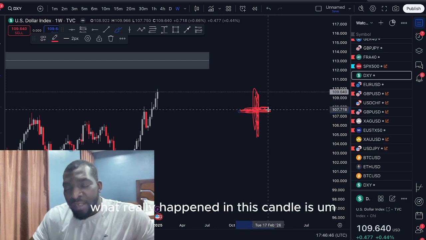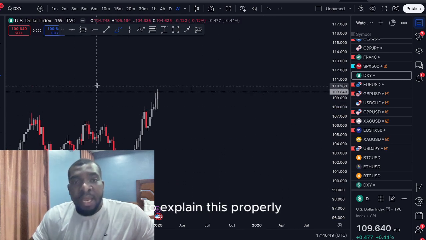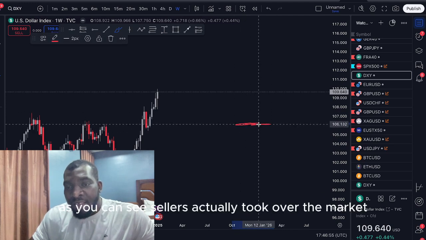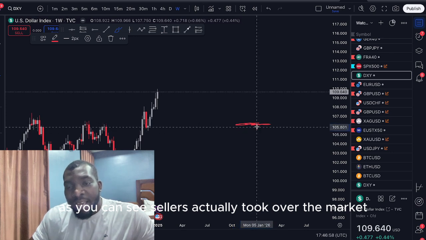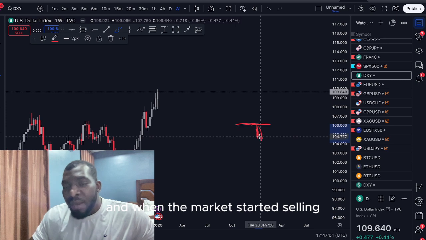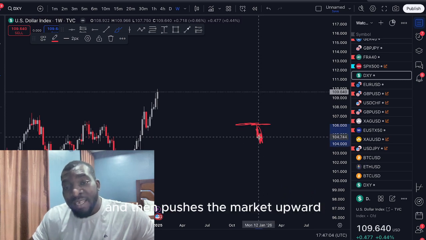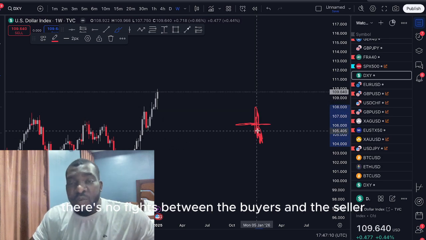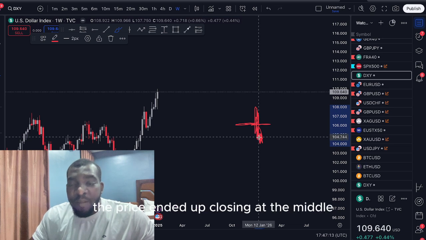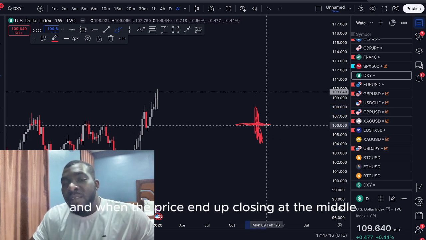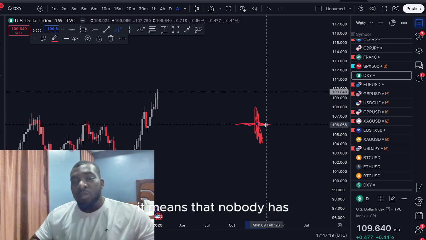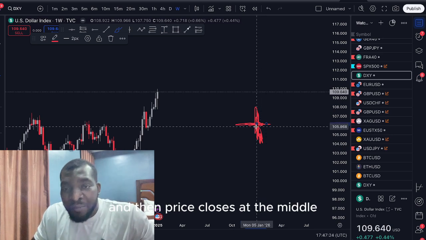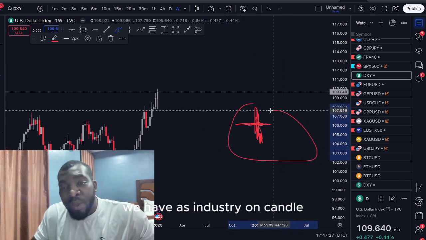What really happened in this candle is, to explain this properly, price opened at this price, and as you can see, sellers took over the market and the market started selling. And when the market started selling, buyers came into the market and pushed the market upward. Now, since buyers pushed the market upward, there's a fight between the buyers and the sellers. And what happened? The price ended up closing at the middle. It means that nobody has the major strength in the market. It's more like buyers and sellers fighting, and then price closes at the middle. This is just the explanation we have for an indecision candle.